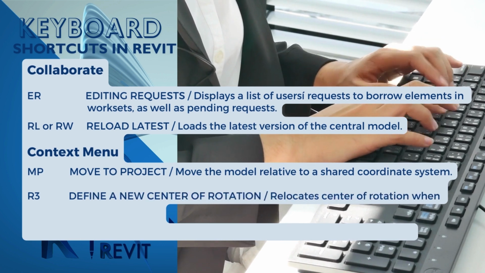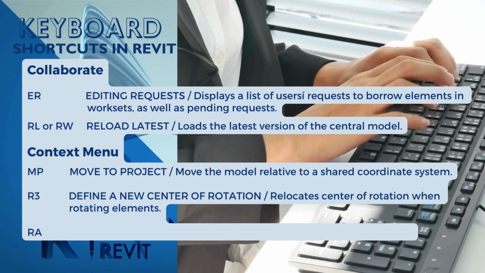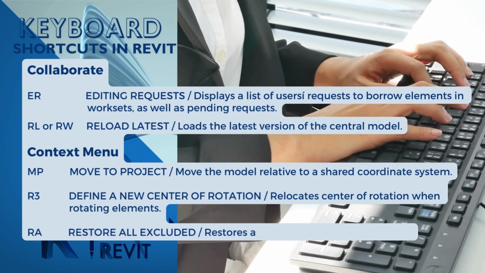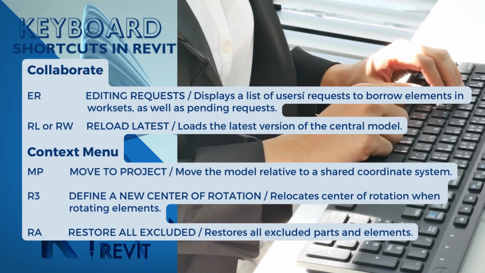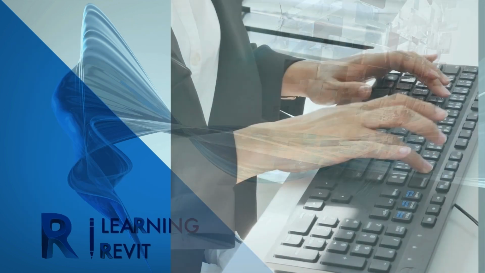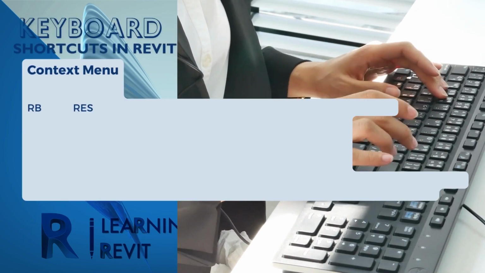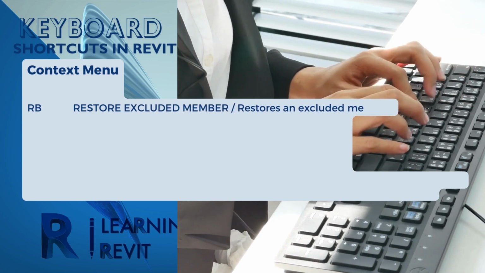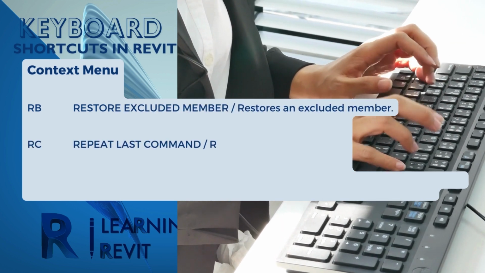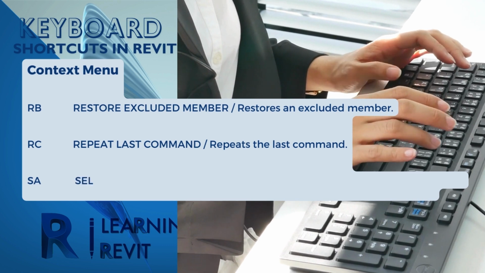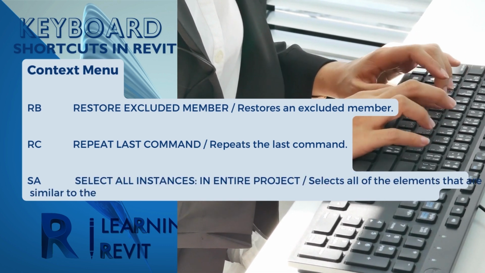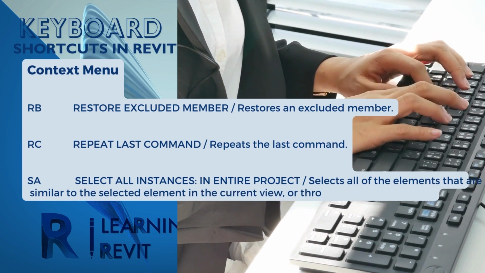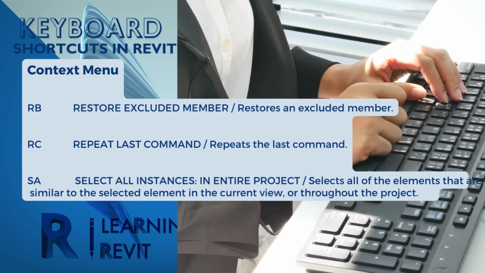R3, Define a New Center of Rotation, relocates the center of rotation when rotating elements. RA, Restore All Excluded, restores all excluded parts and elements. RB, restores an excluded member. RC, repeats the last command. SA, Select All Instances in Entire Project, selects all of the elements that are similar to the selected element in the current view or throughout the project.